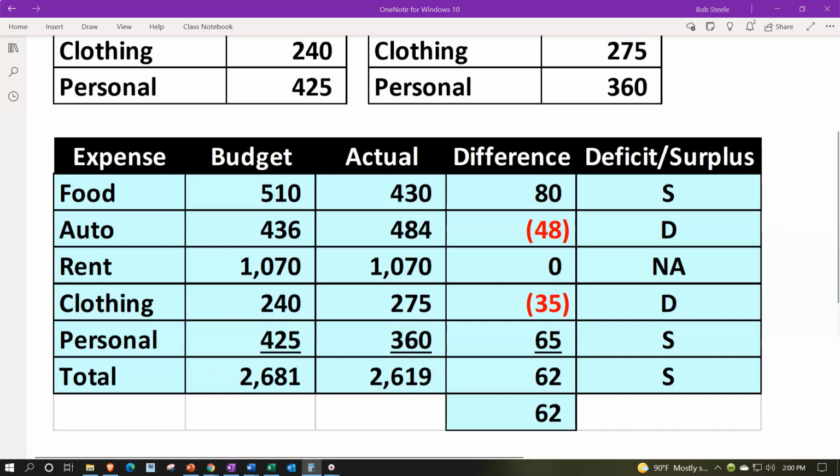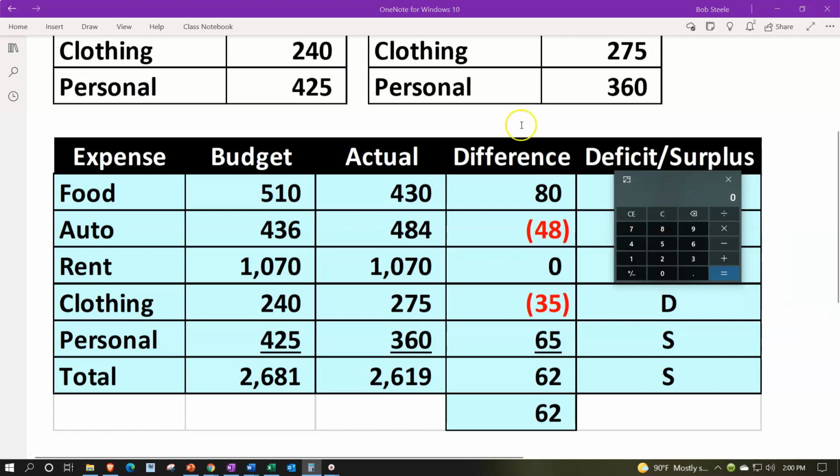So let's pull out the trusty calculator. The calculator's saying, you're not even using me over here. So let's do 80 minus 48 minus 35 plus 65 is the 62, which we can also verify by taking the total difference. 2681 minus the 2619 is the 62.